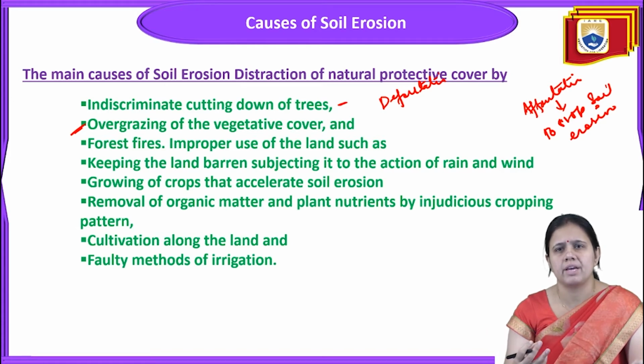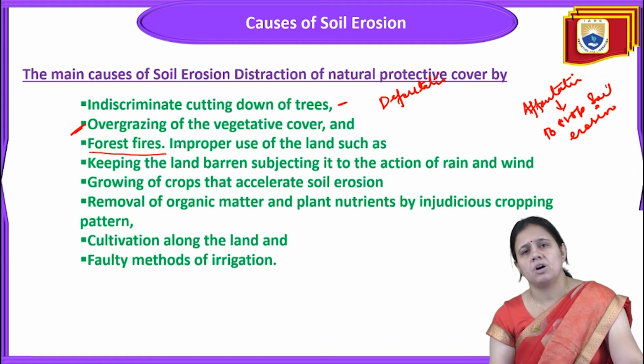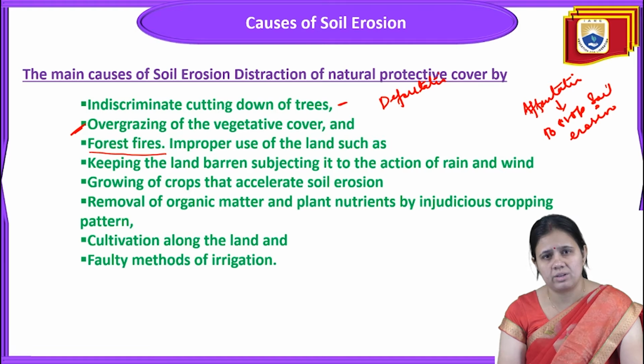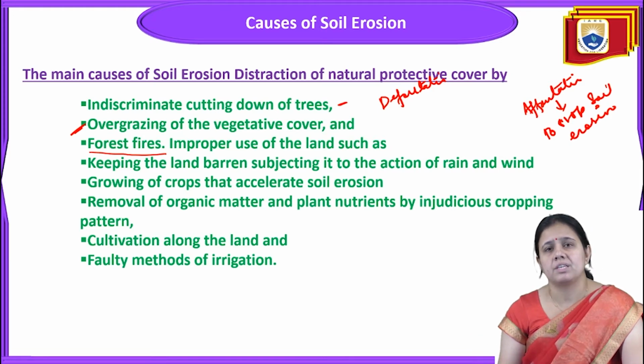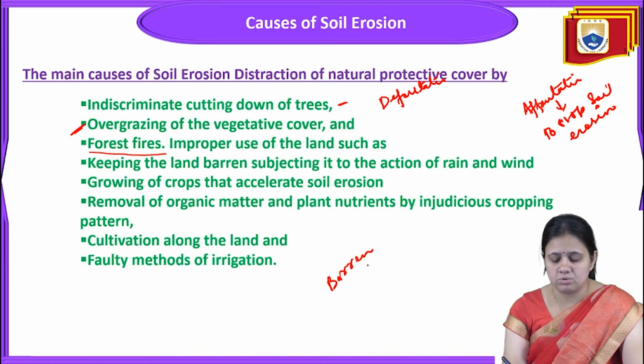Next point is forest fire or improper use of lands. Forest fire is again a reason for soil erosion, and forest fire is also a natural cause of soil erosion. Due to the fire, the forest will be completely vanished, and this will lose the compaction of soil. Then the soil will not be tightly bound in the topmost layer, and this will reduce the fertility of soil, keeping the land barren, subjected to the action of rain and wind. If the land is totally barren, then erosion will occur.